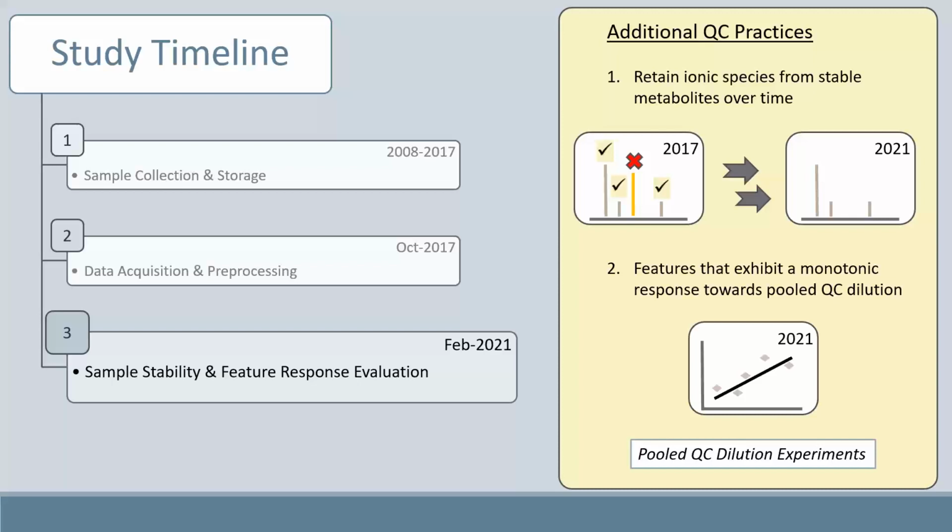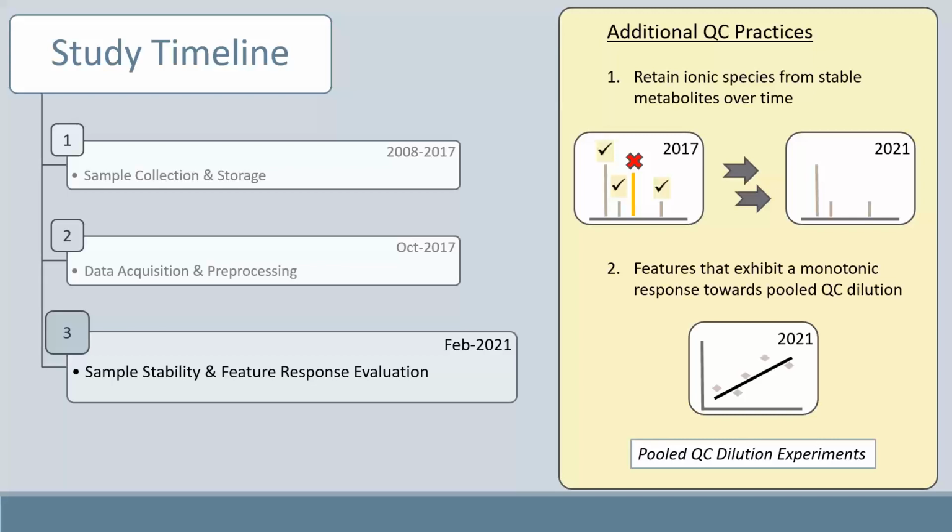The first of the additional QC practices we wanted to implement was evaluating sample stability over time. We were interested in reanalyzing sample extracts from 2017, which were stored at -80 degrees, to see which features could be detected again, which proportion of features. As a second goal, we also were interested in those metabolites that exhibit monotonic response towards full QC dilution. So that's why we decided to perform intrastudy QC dilution experiments.